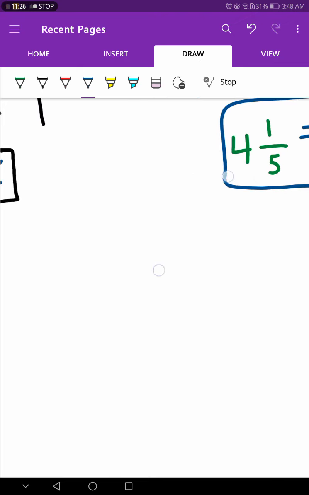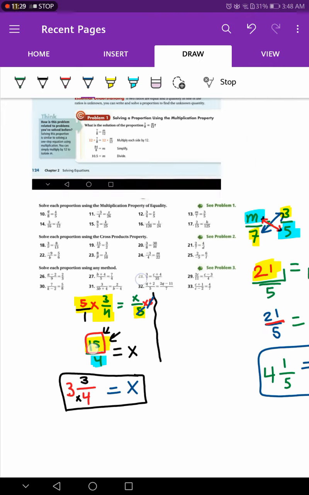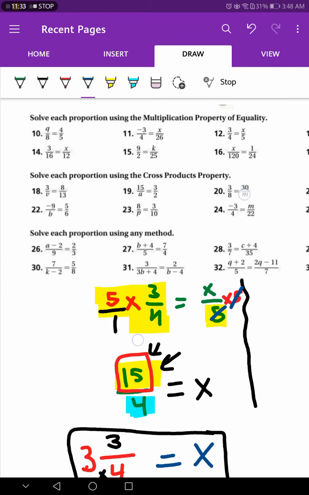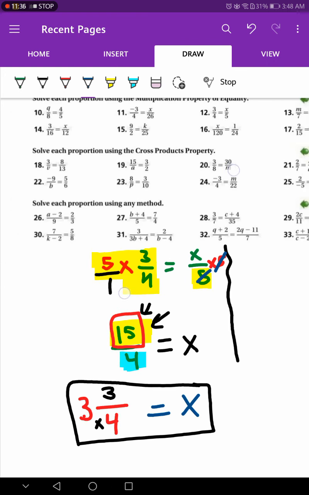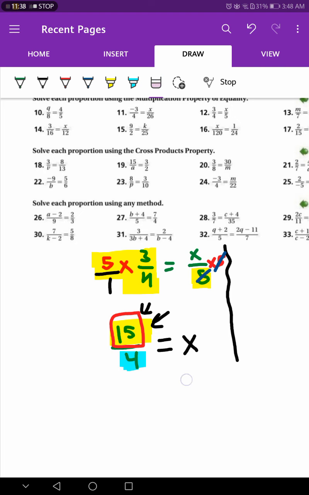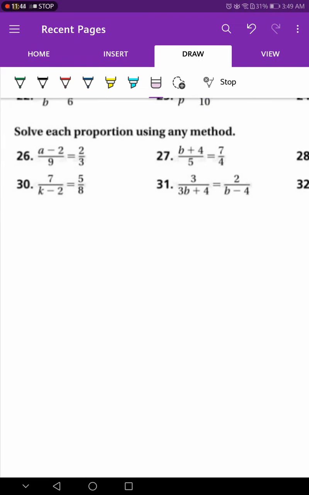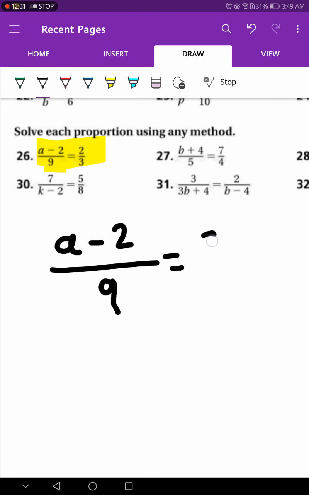Okay, let us make another question. I will do one question, for it is 26, my dear student. I will not take a long time from your time. So it is a minus 2 over 9 equals 2 over 3.